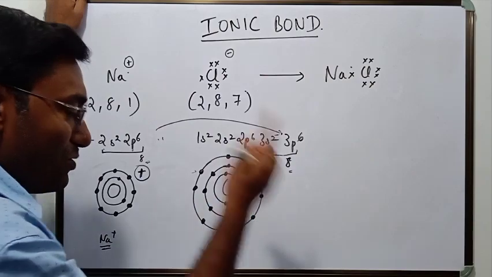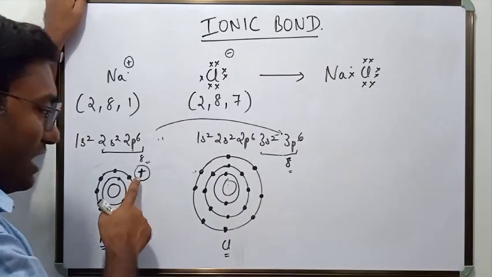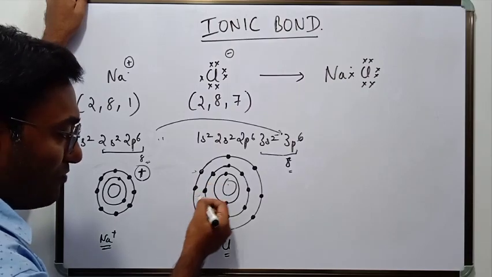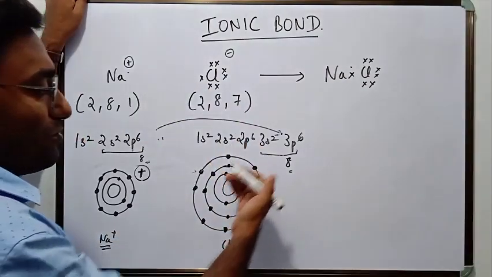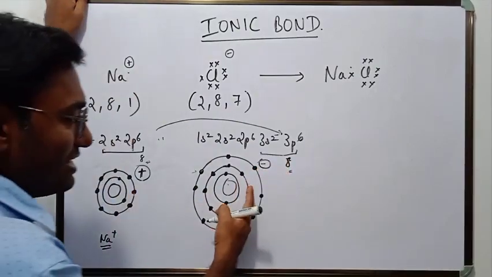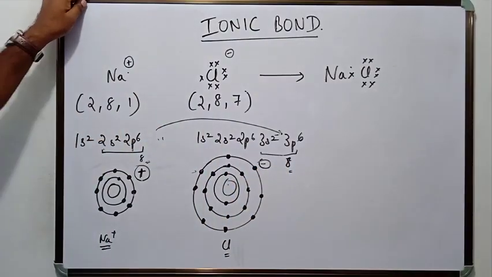The number of protons was equal to the number of electrons. Now when the acceptance has taken place, when it has accepted, the number of electrons became greater than the number of protons by 1 charge. So here it is +1, and here the charge is -1.